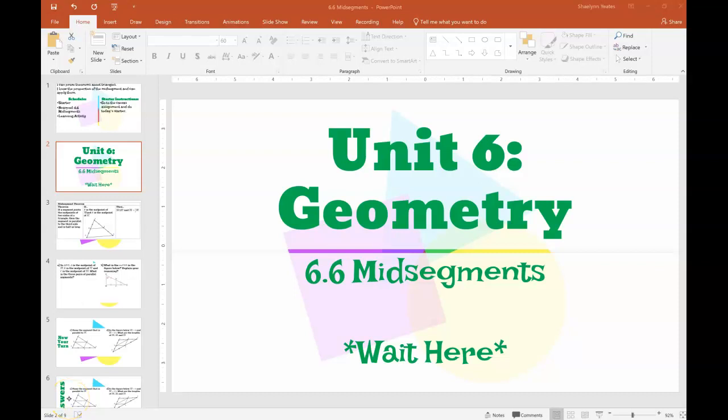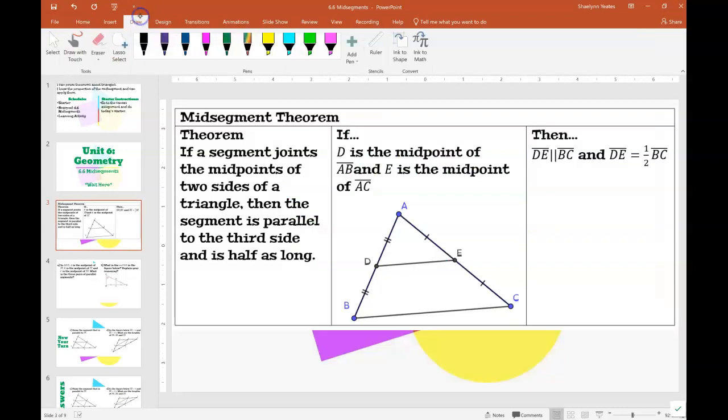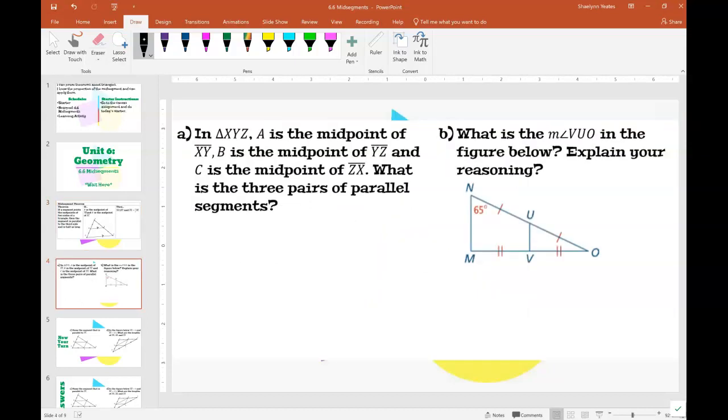All right, so here we are in the mid-segment theorem. And last time we actually proved the mid-segment theorem. We proved that the baby triangle was half of the big triangle, or that the big triangle was 2 of the baby triangle. The big triangle is 2 side lengths of the baby triangle. We also proved that DE is parallel to BC. How fantastic. So we're going to use that information to help us find some information.